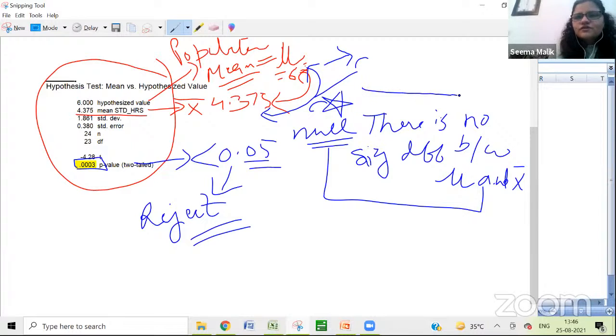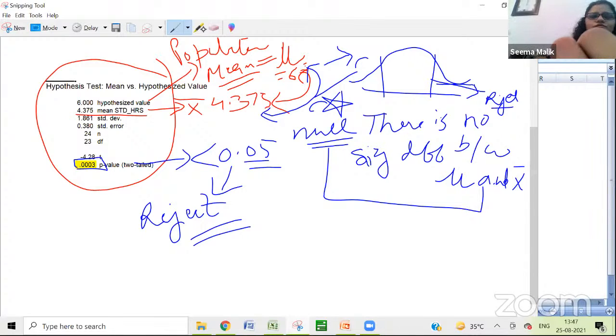Okay, like you can say in the normal distribution, our value comes in this area, less than 0.05, so it falls in this area. Okay, here what do we do? We reject. So we can say this shaded area is the rejection part. So we can say that our hypothesis is rejected. Null hypothesis is rejected if p value is less than 0.05.